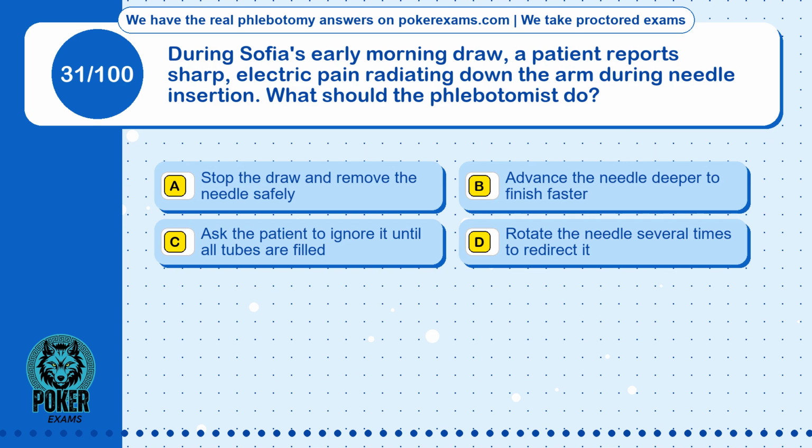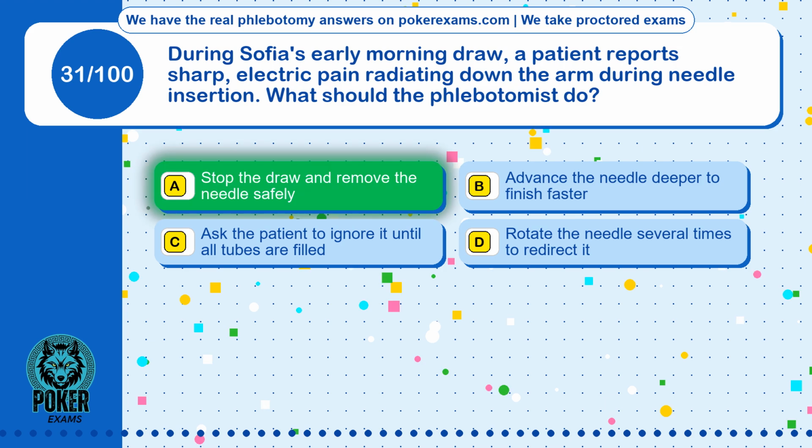Question 31. During Sophia's early morning draw, a patient reports sharp, electric pain radiating down the arm during needle insertion. What should the phlebotomist do? Option A. Stop the draw and remove the needle safely. Option B. Advance the needle deeper to finish faster. Option C. Ask the patient to ignore it until all tubes are filled. Option D. Rotate the needle several times to redirect it.